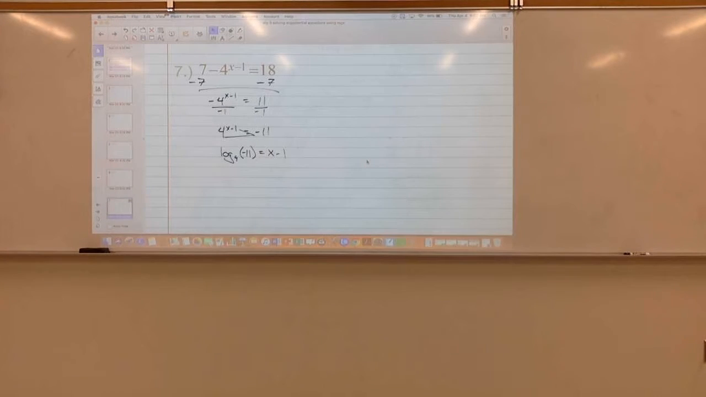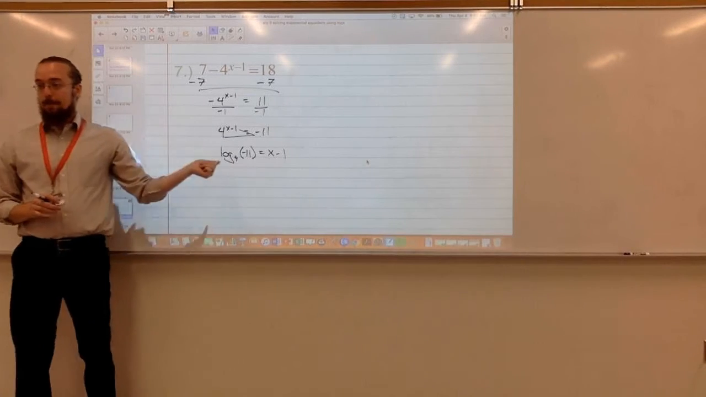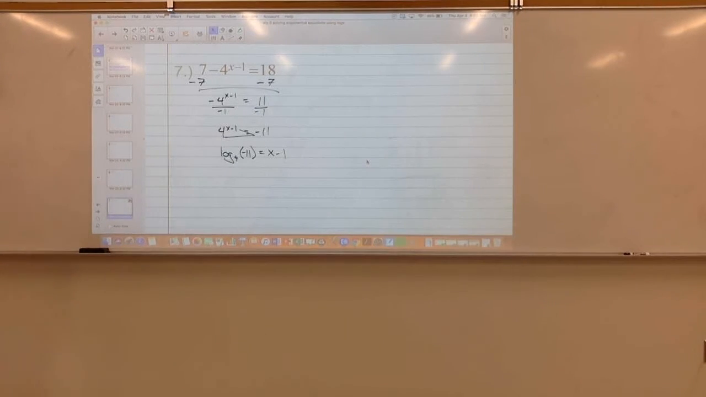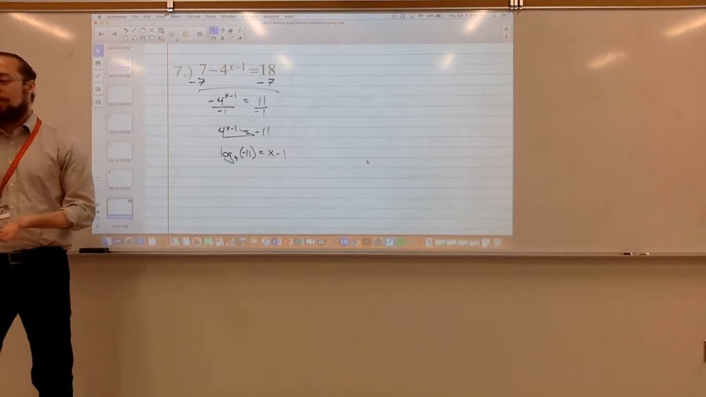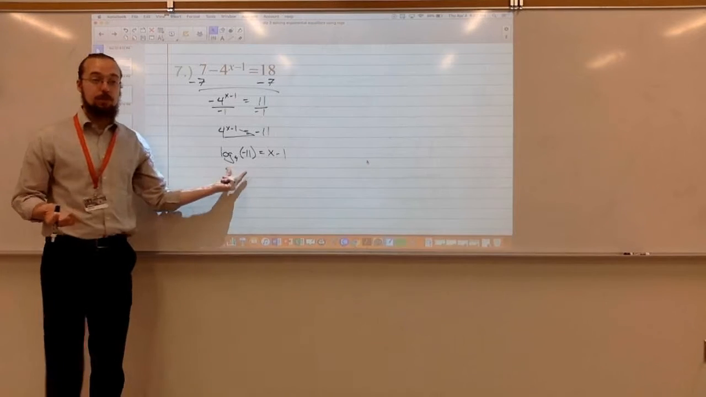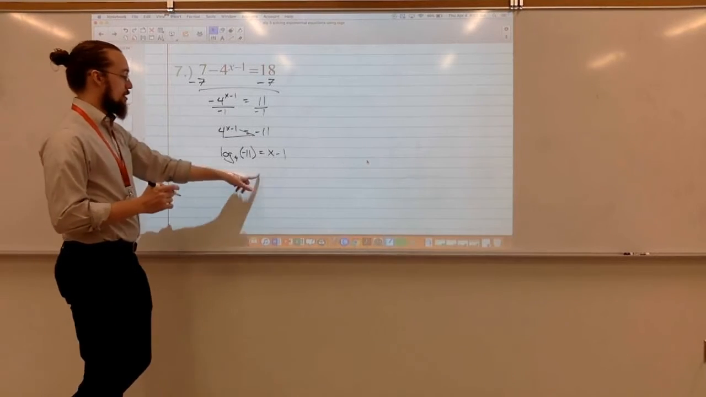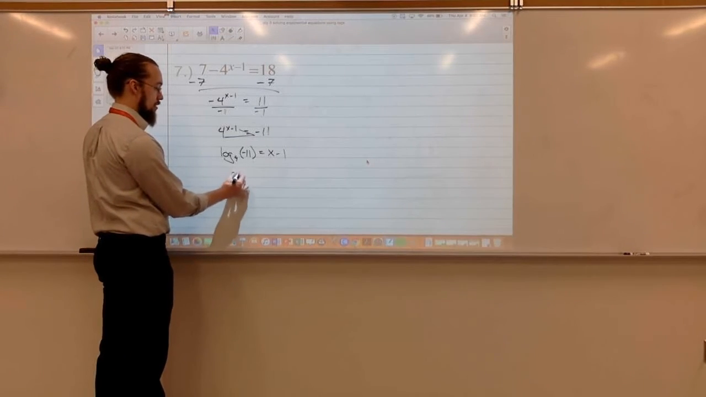What's that? Yeah, why can't we put this in the calculator? Can't have a negative inside of a log. I'm not going to go through the whole explanation, but we just need to know that we can't have a negative inside of a log. Alright, so if you try to put this in the calculator, it just gives you an error, right? Because you're inputting a negative value. So, what that means is, there it is. No solution.